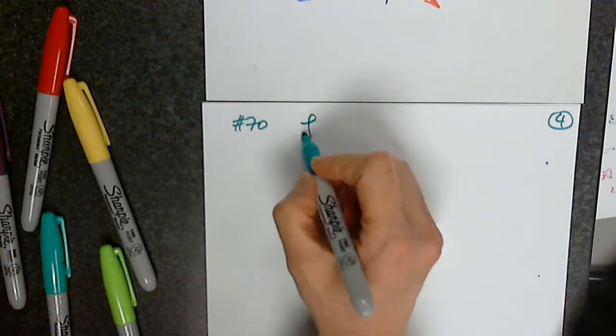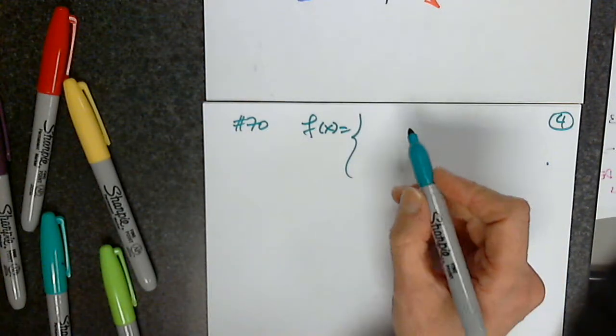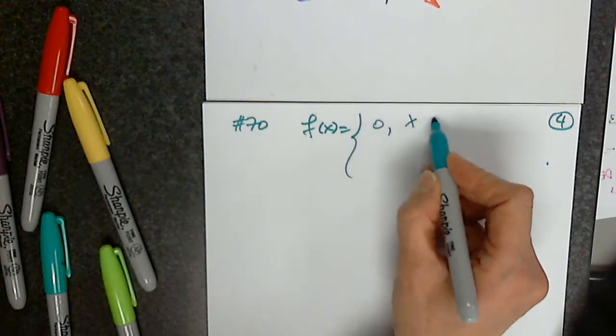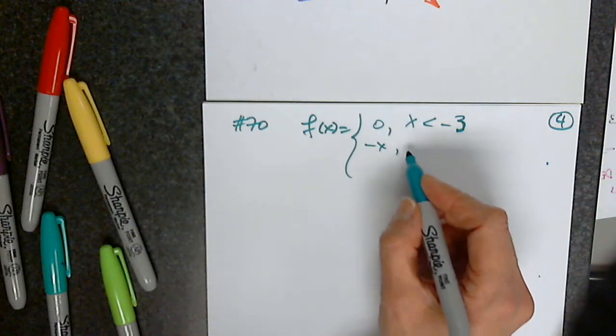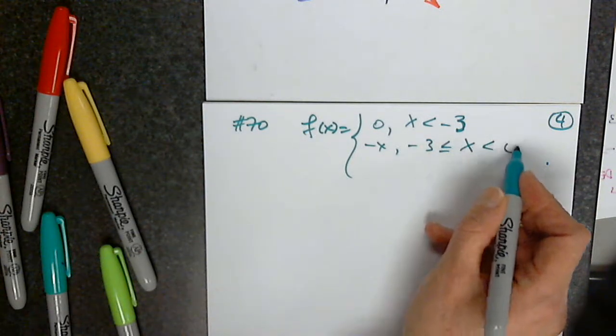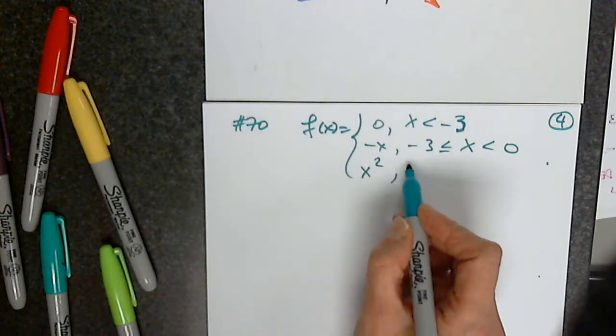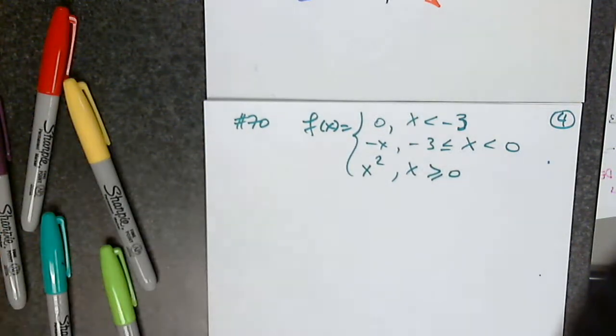Would you like to pick or I do? Okay. So let's pick 70. We have not reviewed how to graph quadratic functions, but that's okay. So f of x equals 0 for x less than -3, -x for negative 3 to 0, and x squared for x greater than or equal to 0. Very good, good pick.